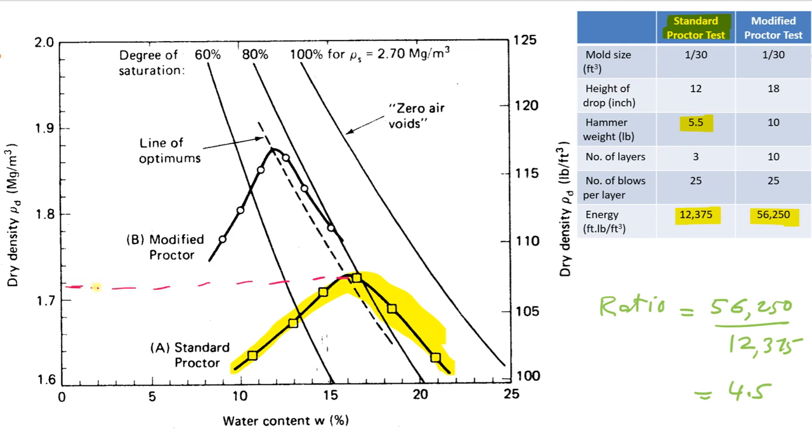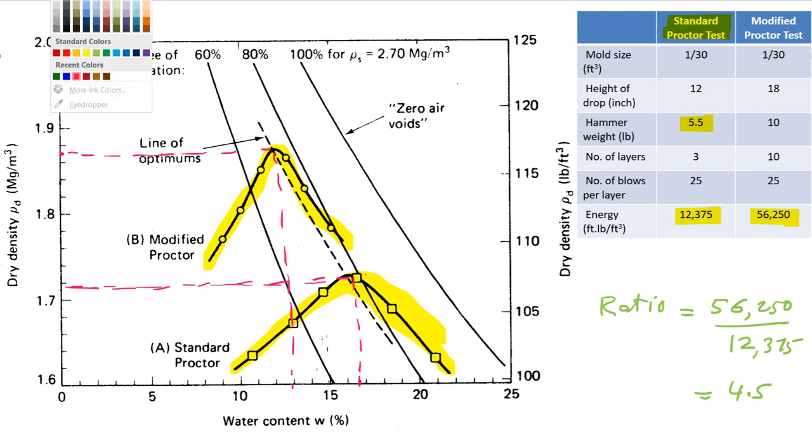It's almost 1.72 something. And when we are going to compact the same soil with the modified test, we provide 4.5 times more energy. Then in that case, the maximum density that we achieve is going to be close to 1.88 something. And if we look at the water content, in case of standard test, water content was somewhere 17%, and in case of the modified test, this becomes 13%.